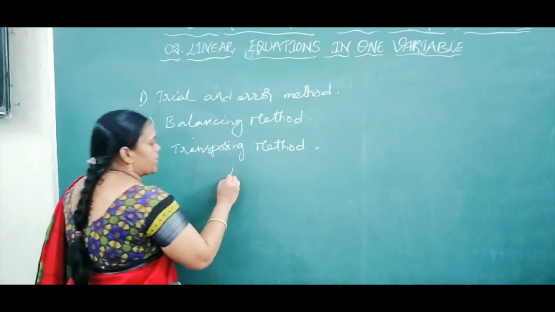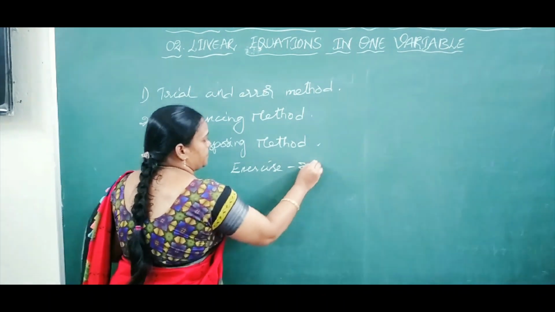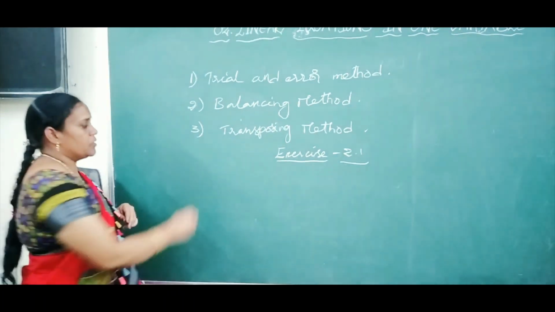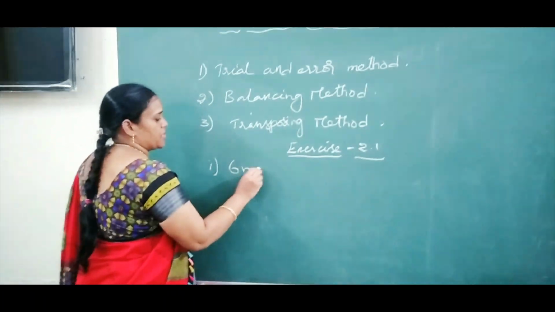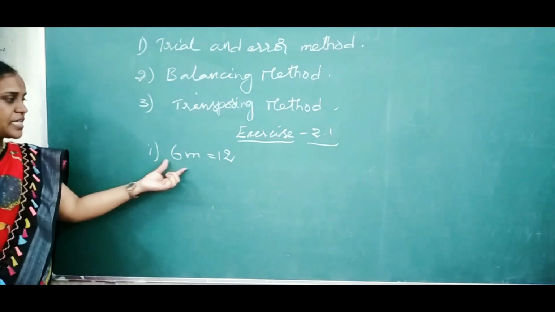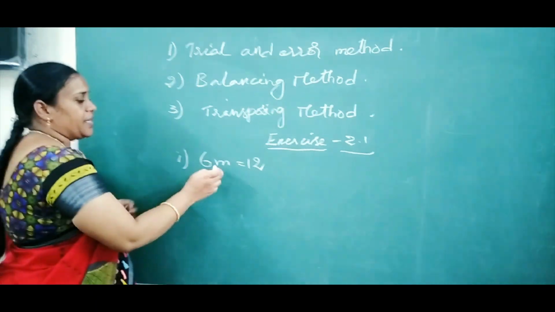Okay. Now, exercise 2.1. So, take the first problem. 6m is equal to 12. You have to find the solution of this equation, 6m is equal to 12, by using the trial and error method.